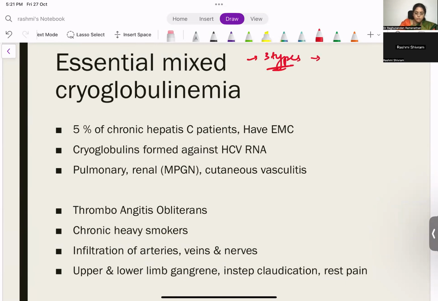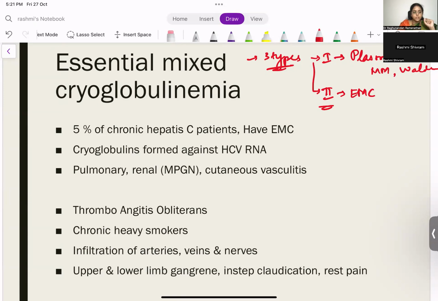Right? So the first type, where do you see it? In plasma cell disorders. So what are plasma cell disorders? Usually multiple myeloma, Waldenstrom's macroglobulinemia. In all these patients, you can have type 1 cryoglobulinemia, right? So going on to type 2. Where do you find this type 2? That is essential mixed cryoglobulinemia.